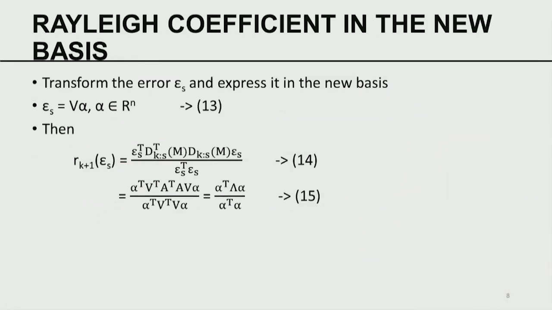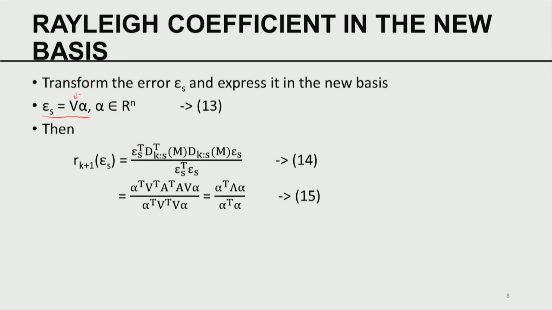So what is the transformation we are going to be talking about now? Please understand, epsilon_s is the initial error at time s. V is the new basis. So I am going to transform epsilon_s to alpha. So what is alpha? Alpha is the new vector. Alpha and epsilon_s refer to the same point in this space.